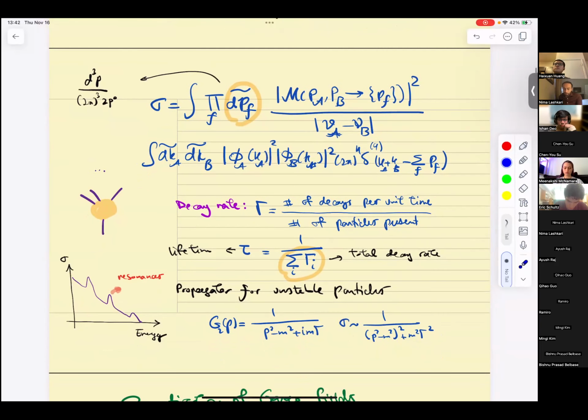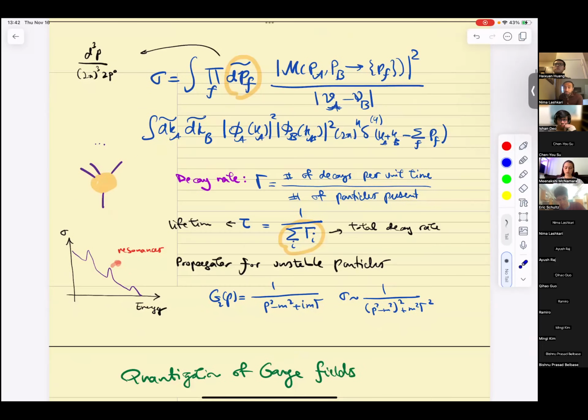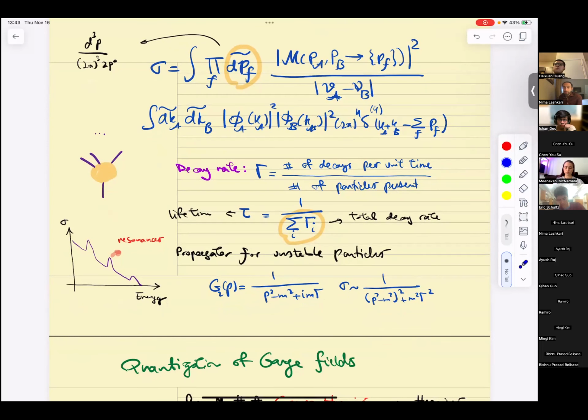We defined decay rates for one unstable particle decaying to a bunch of final states, and this is the number of decays per unit time per unit particle present, right? Say particle A is decaying, it's the number of decays per unit time per unit particle A. You could decay to all sorts of different particles, so to each of those there's a decay rate associated. We call these decay channels. So there is a total decay rate corresponding to all channels, and the inverse of that is the lifetime of your unstable particle, right?